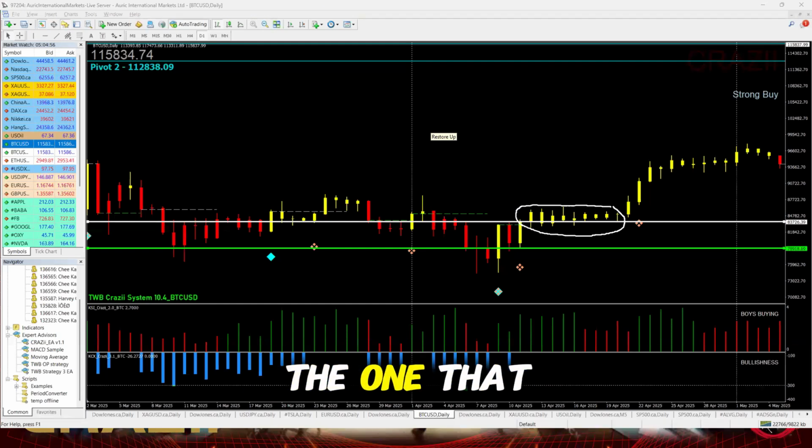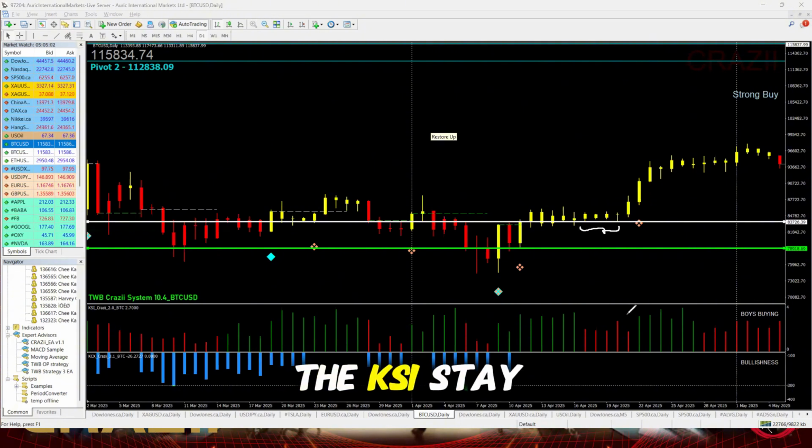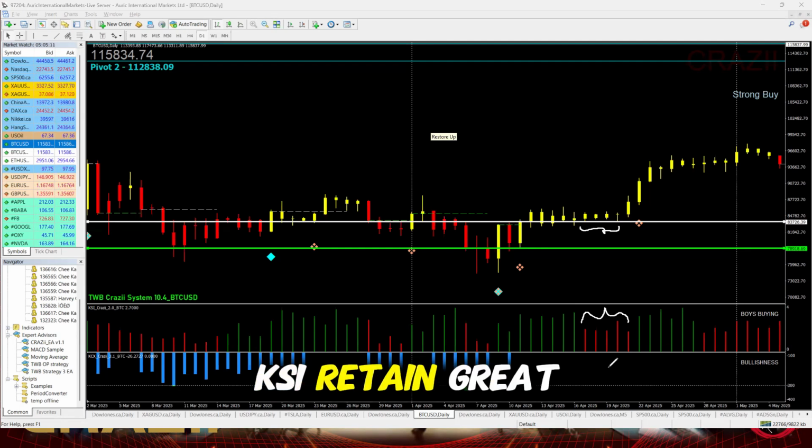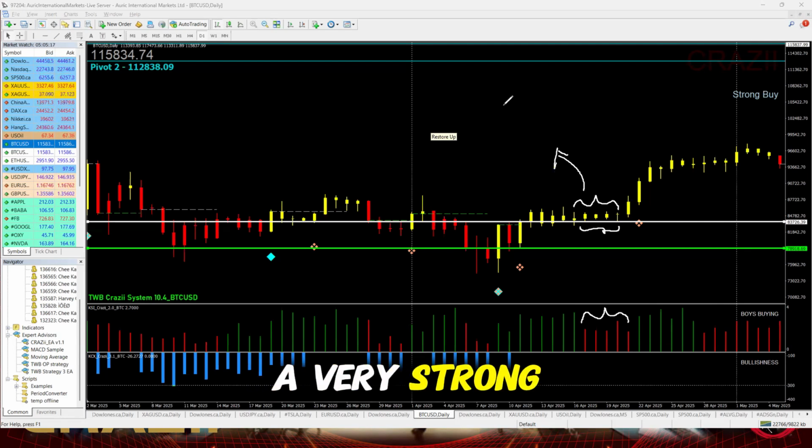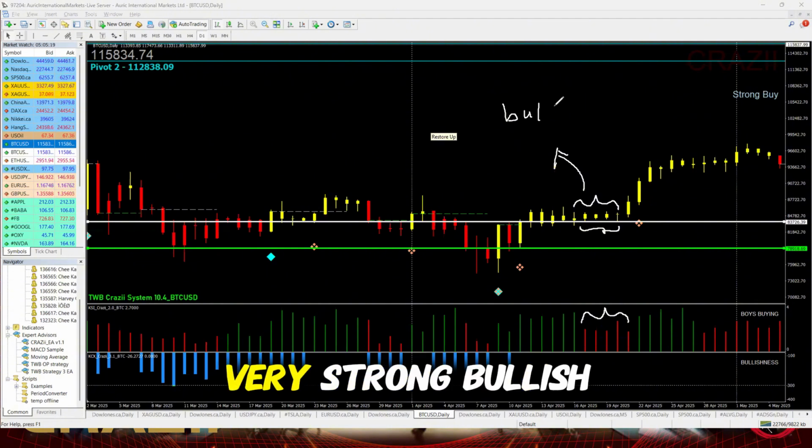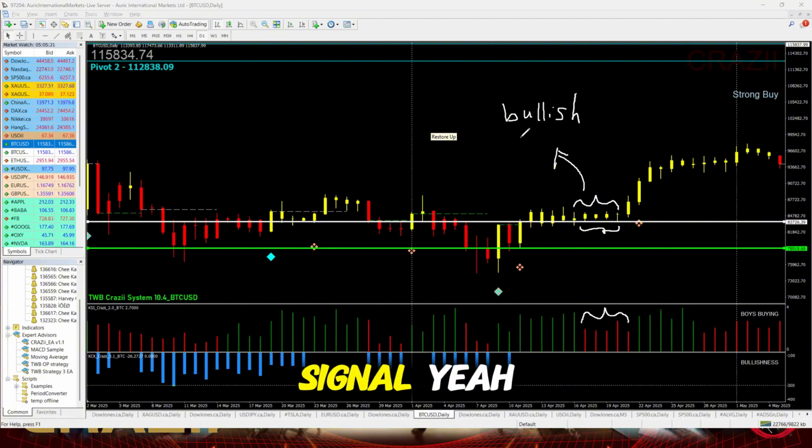Now, what really takes the thing home is this one here. Do you notice this? The KSI stays red. Now, if you have great belief in the KSI, you know the KSI is a seller market. But if the KSI stays red for so many days and yet the price doesn't move, this is actually a very strong bullish signal. Very strong bullish signal.